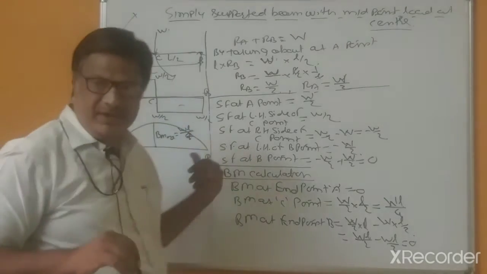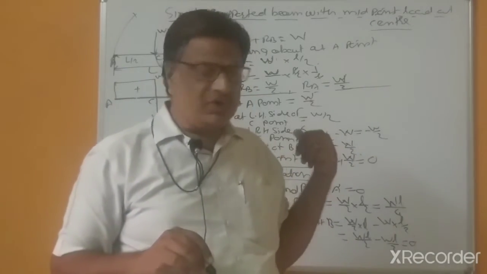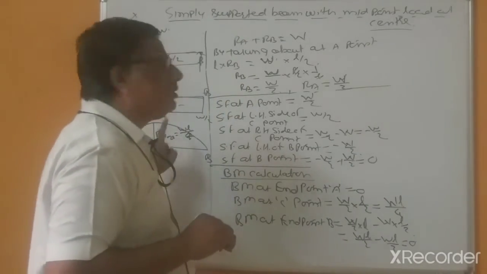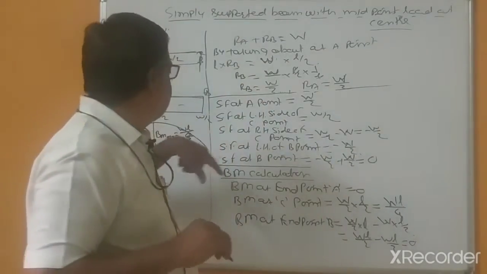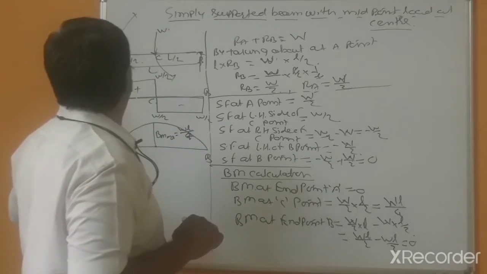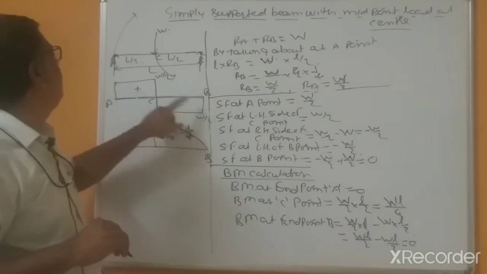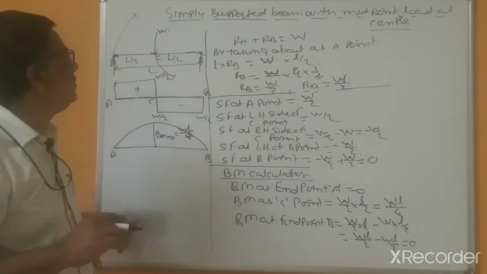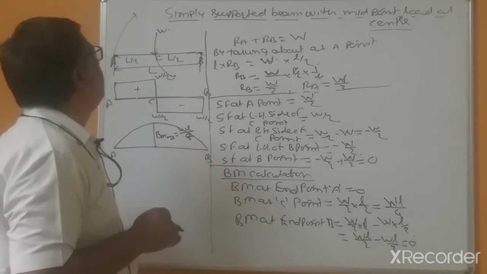So always remember this short form: if the load is at the center, the maximum bending moment equals WL by 4, and the reactions at point A and point B equal W by 2. This is for understanding purposes.